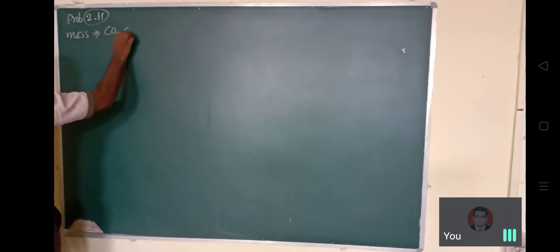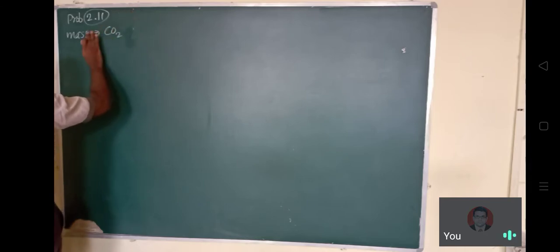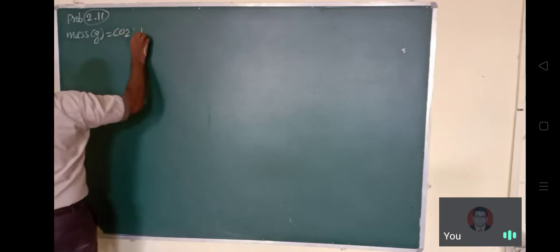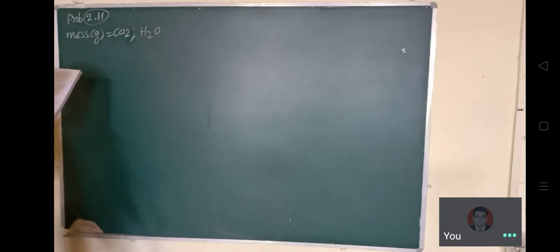So look at problem number 2.11. In problem number 2.11 they have asked us to calculate the mass of carbon dioxide and water formed. We have to calculate the mass of carbon dioxide in terms of gram, as well as for the H2O molecule, the water molecule.